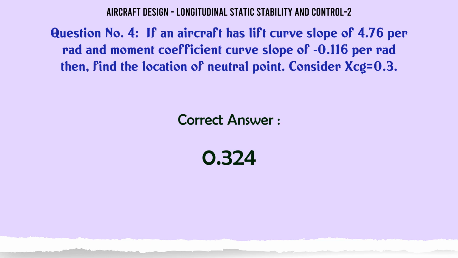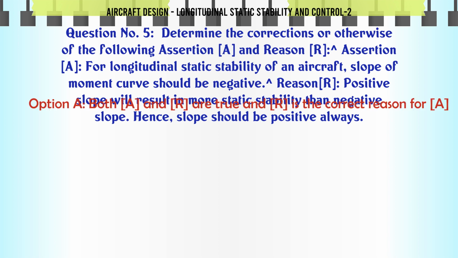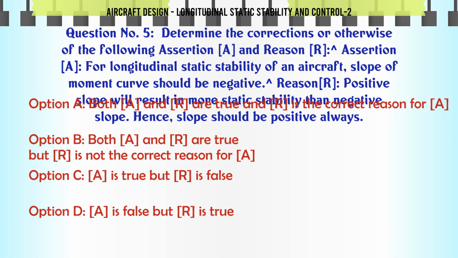0.324. Determine the correctness or otherwise of the following assertion A and reason R. Assertion A: for longitudinal static stability of an aircraft, the slope of the moment curve should be negative. Reason R: a positive slope will result in more static stability than a negative slope. Hence the slope should be positive always.